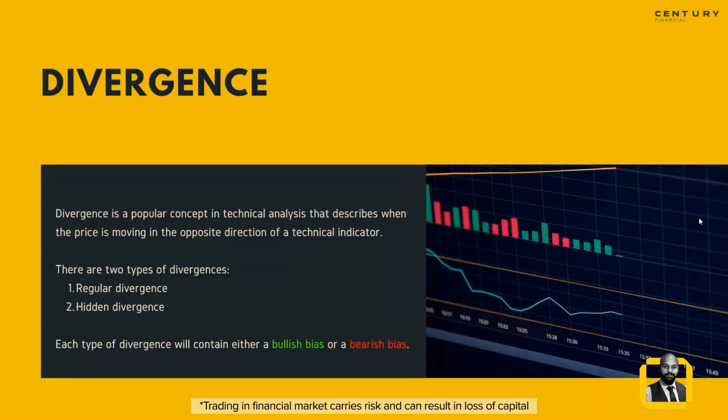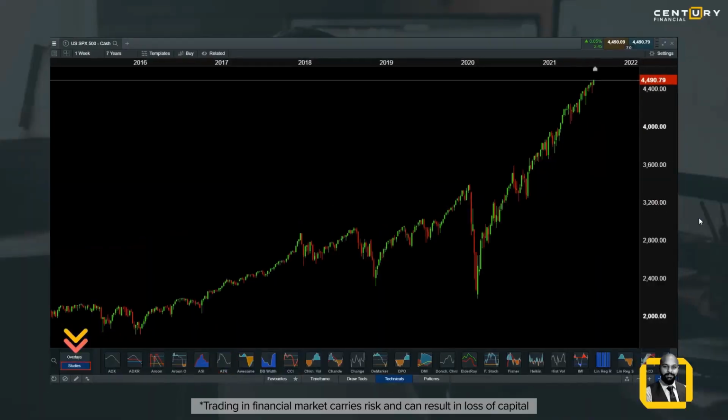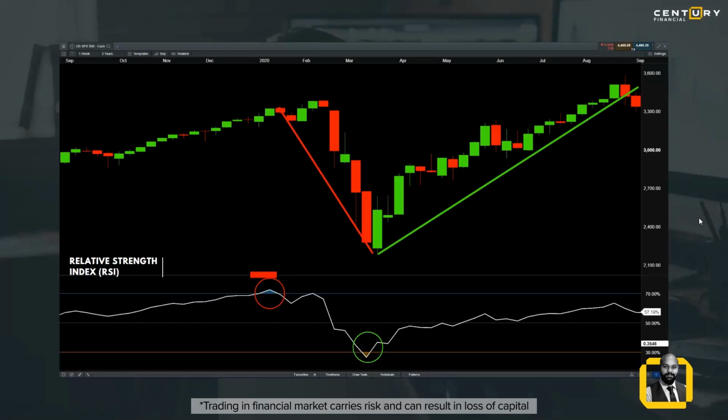Now let's look at another indication that we can look at while we are looking at RSI. This is known as the divergence while you're looking at RSI. Divergence basically is a concept in technical analysis which describes the price moving in the opposite direction of the technical indicator. Let me show you an example over here. What we saw here was the RSI, which is the technical indicator, and S&P 500, which is the index or the price movement of the index.